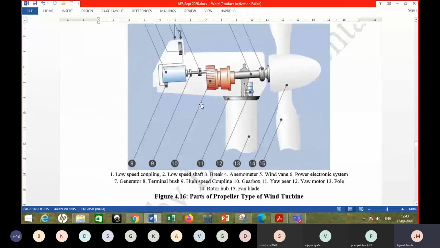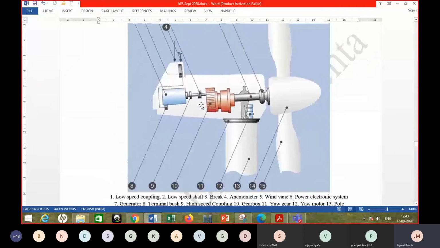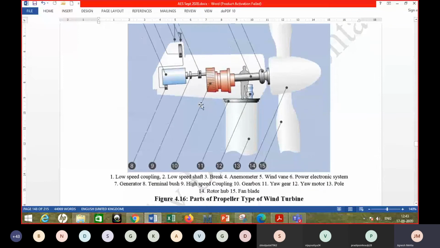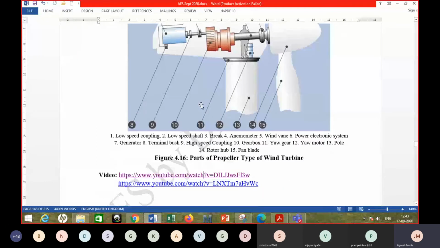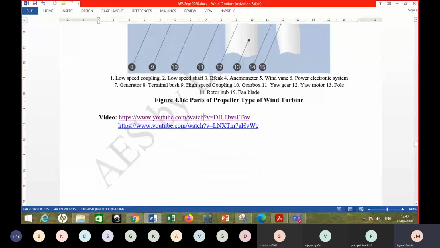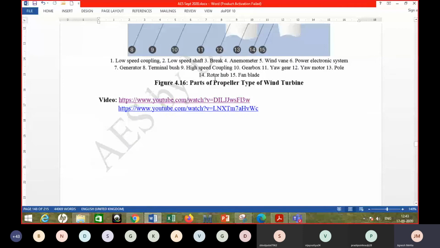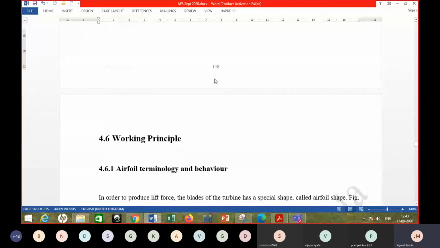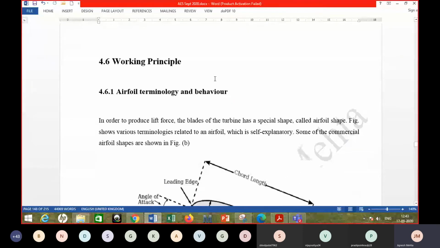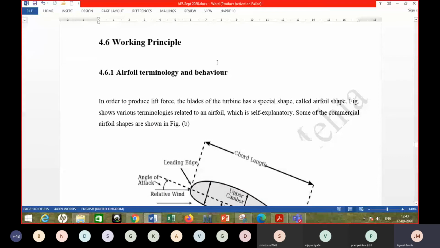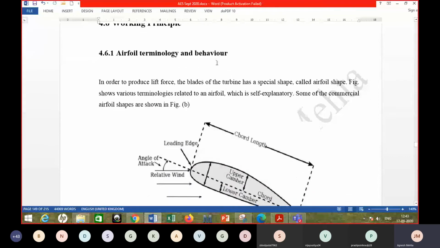So with the help of these 2 videos, I think you must have been able to understand the wind turbine in a very nice way, the different components, the functioning of different components, etc. Okay, now we talk a bit about how it operates, what is the working principle, etc.